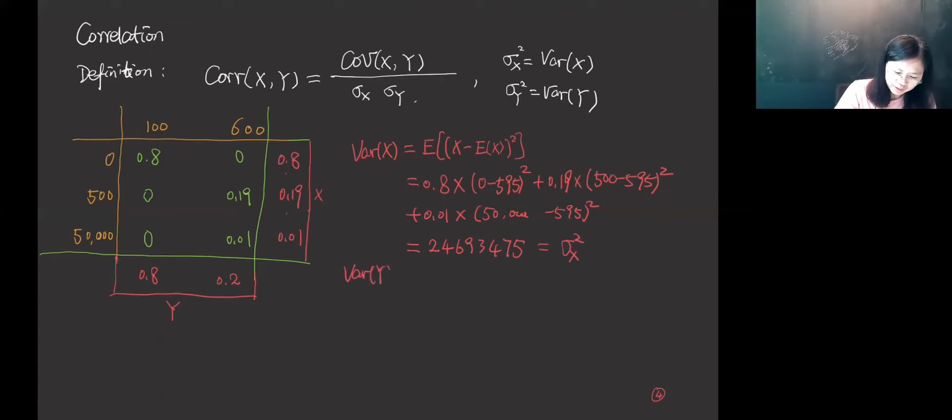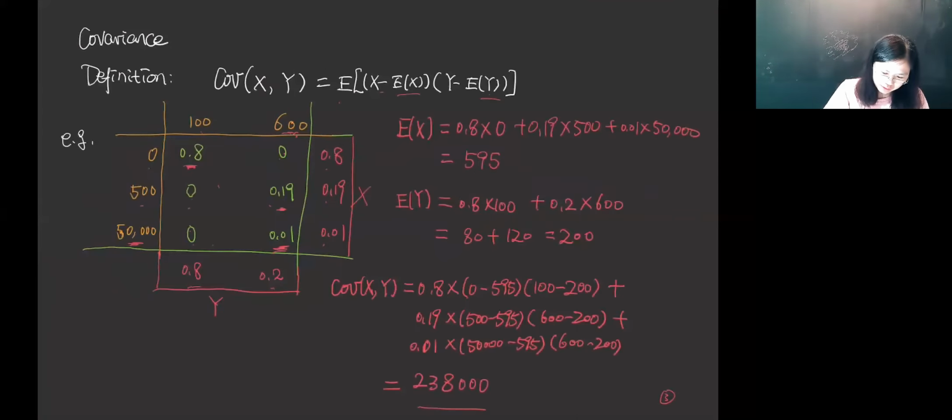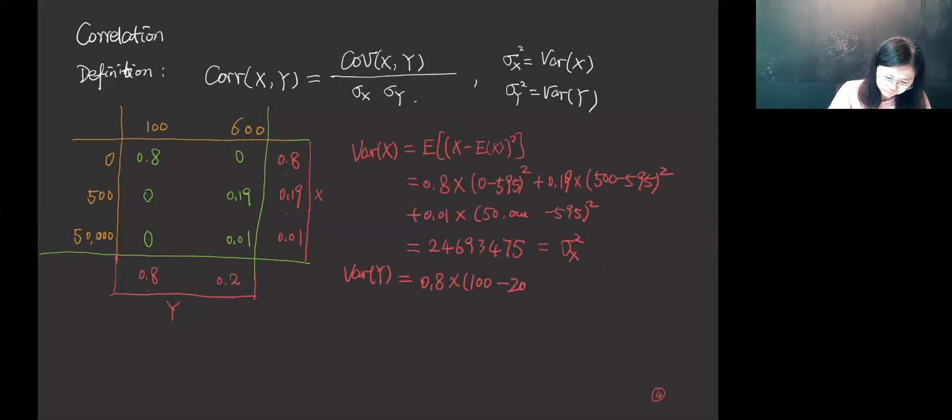And variance of Y can be calculated the same way. Y only has two values. So we'll just do 0.8 times (100 minus its mean, which is 200) squared, plus 0.2 times (600 minus 200) squared. And that turns out to be 40,000, which is also quite huge.